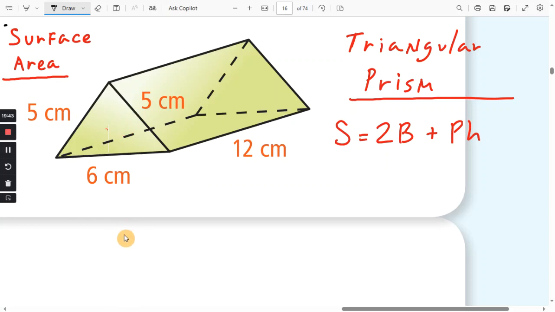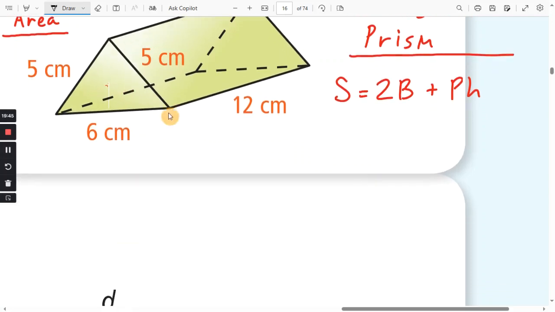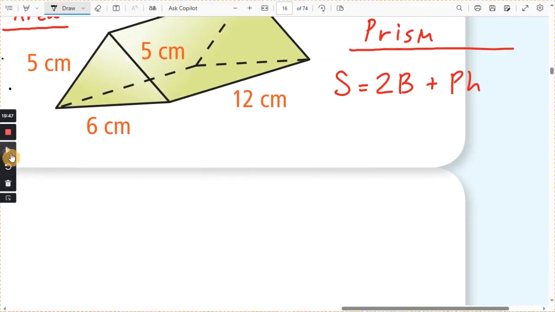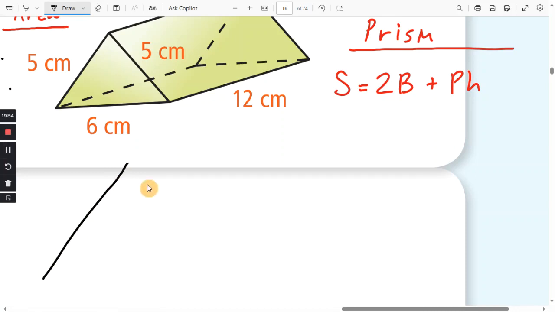All right, so let's draw this triangle once again. We have an isosceles triangle here. The two sides are 5 centimeters each. So I'm just going to draw an isosceles triangle. These sides are 5 each, and the base or bottom is 6. We want to find the area of this triangle and plug it in for B.